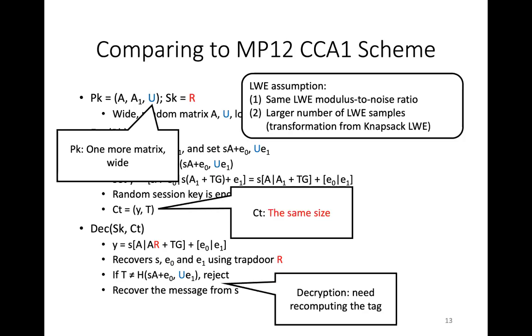To make a brief comparison, we only add one matrix to the public key of the CCA1 scheme, that's all. And the ciphertext is just the same size as the CCA1 secure scheme. When it comes to decryption, we need to recompute the tag, which takes a little bit more time. In terms of the LWE assumption, we have the same LWE modulus to noise ratio as the LWE assumption used by the CCA1 construction. However, we do need a slightly larger number of LWE samples in order to simulate the LWE sample and the knapsack LWE sample, the CIS part.